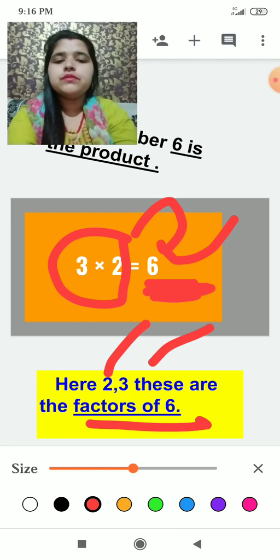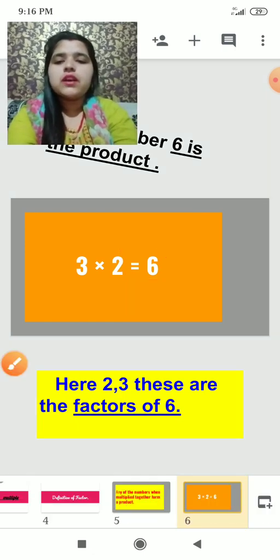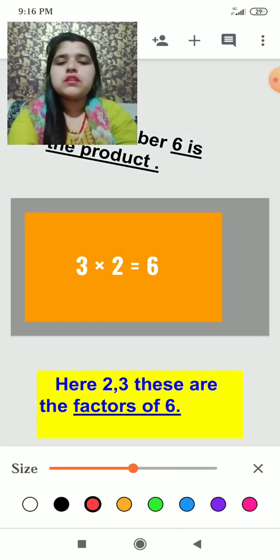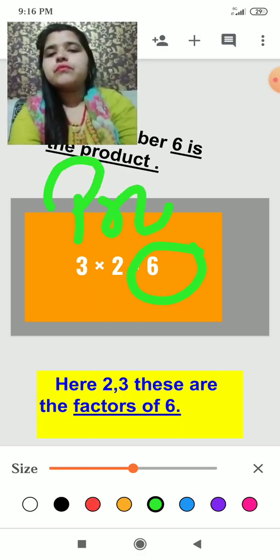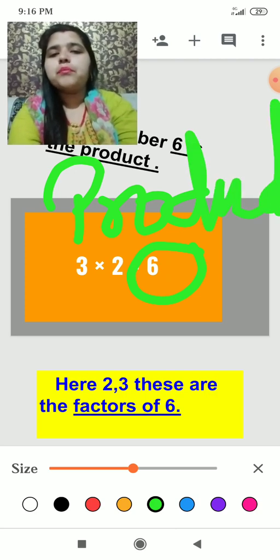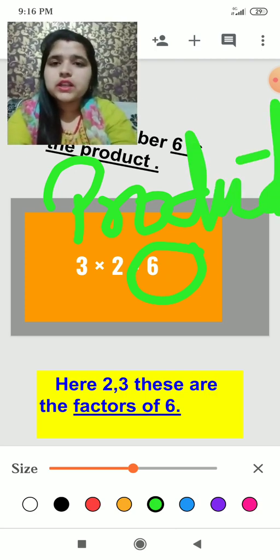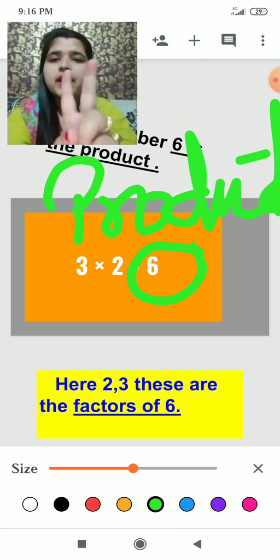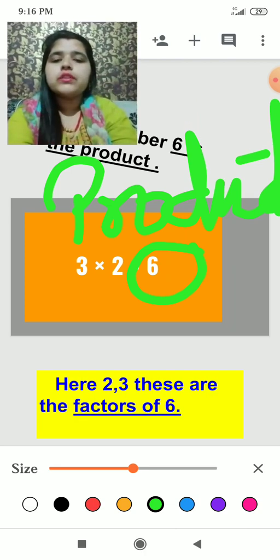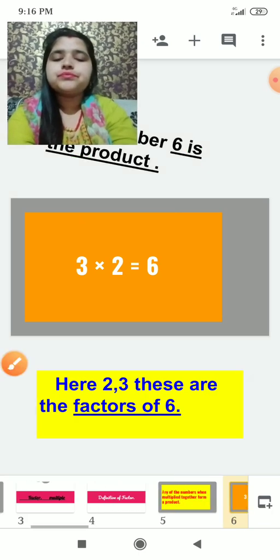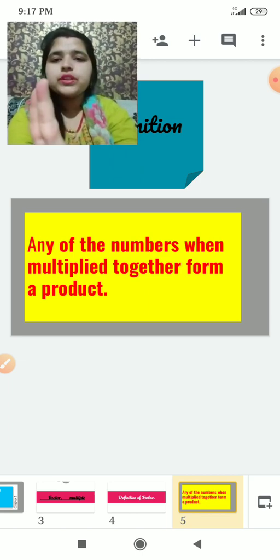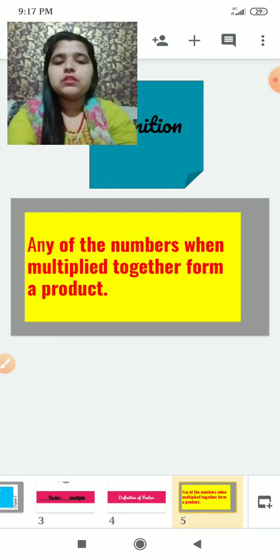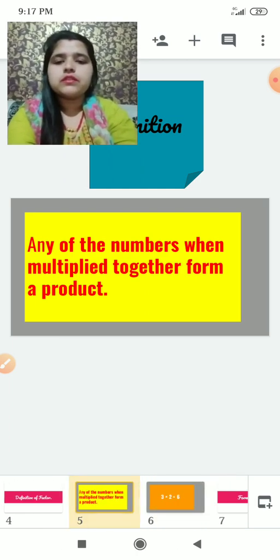Okay children, and what is 6 here? Yes, 6 is the product. 6 is the product which we get when we multiply any two numbers. So the definition of factor is, any two numbers that, when multiplied together, form a product, that will be a factor.